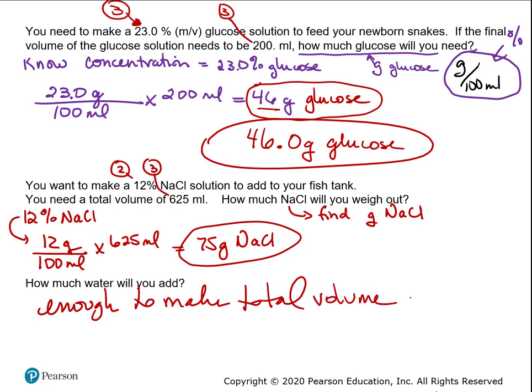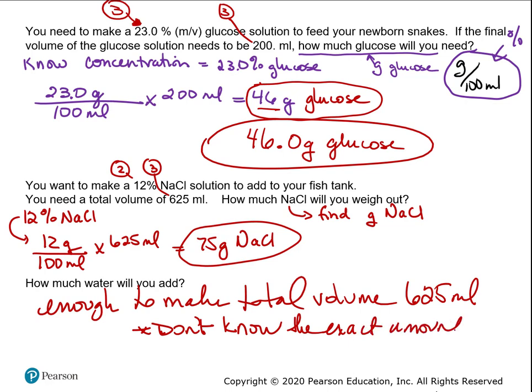I would go weigh out 75 grams of sodium chloride, put it into a container, and add enough water to make the total volume 625 mL. So here's a note. You don't know the exact amount of water. We don't know it, right?